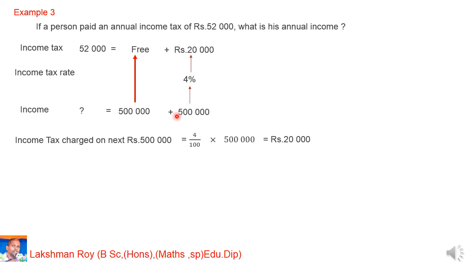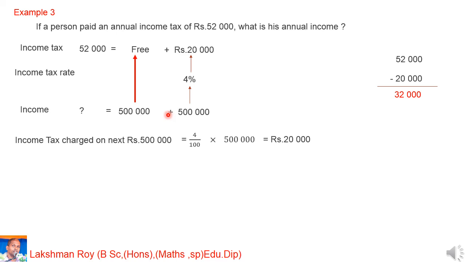So here, if his income is 500,000 plus 500,000, that means 1 million, he should pay 20,000 income tax, so that is less than 52,000. You can see here, right? 52,000. If you subtract this income tax, 20,000, you remain with 32,000. That means another 32,000 is there, right? So that means his income is more than these two amounts.